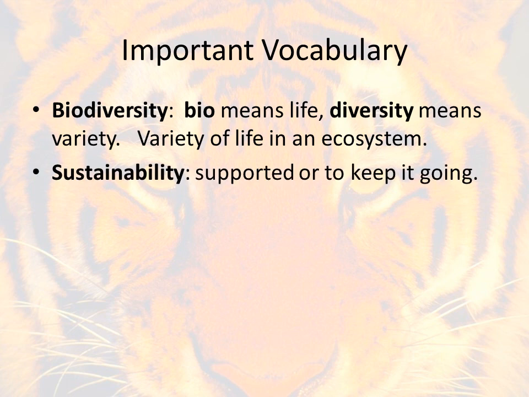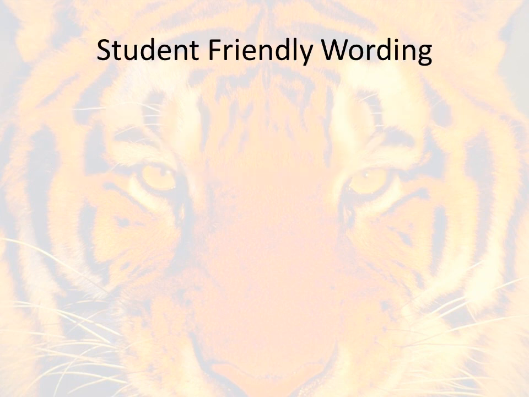The next important vocabulary word, it's not necessarily even a science term, but it's a term you've got to make sure you understand, is sustainability. The simplest definition I can think of for sustainability is basically that it's supported or that it'll keep going. So those are very, very important. Let's go to the next part of your notes and use those simplified definitions.